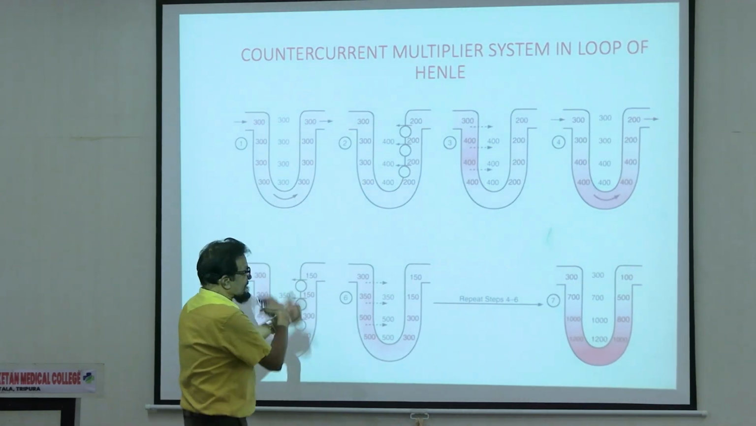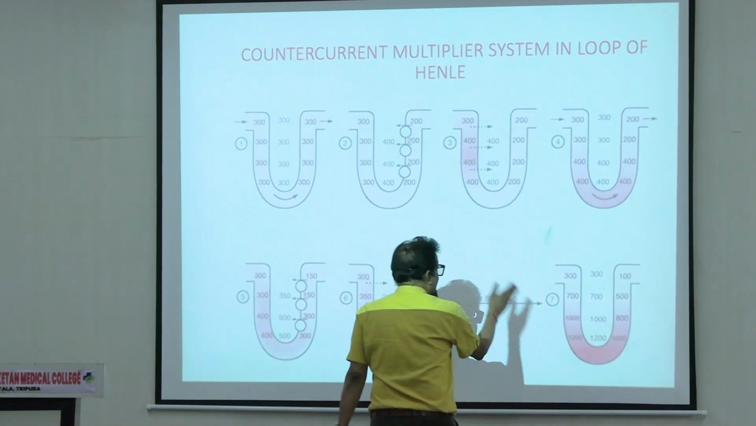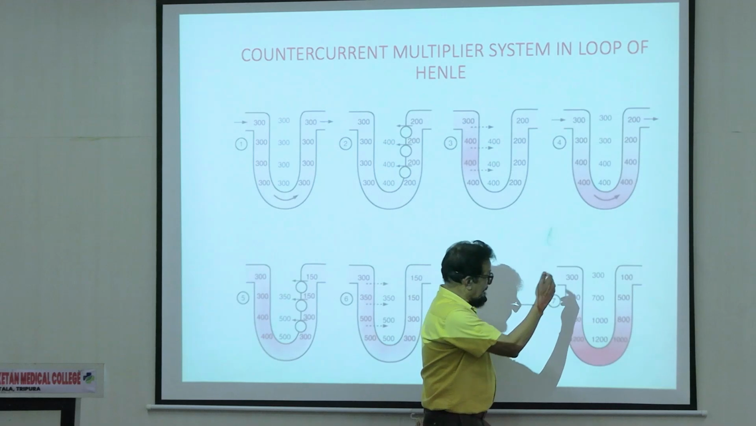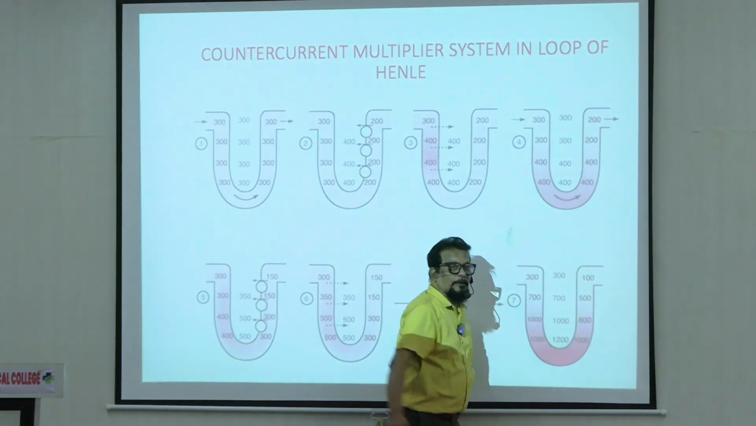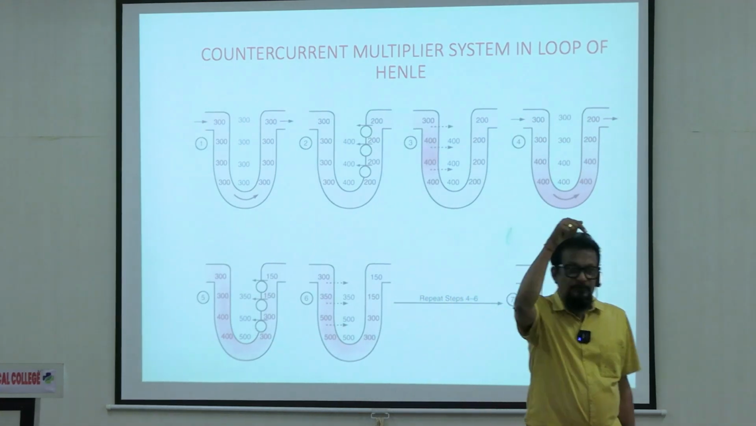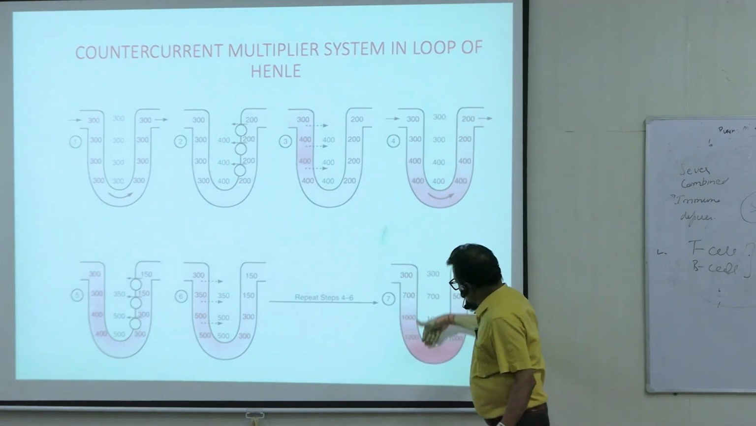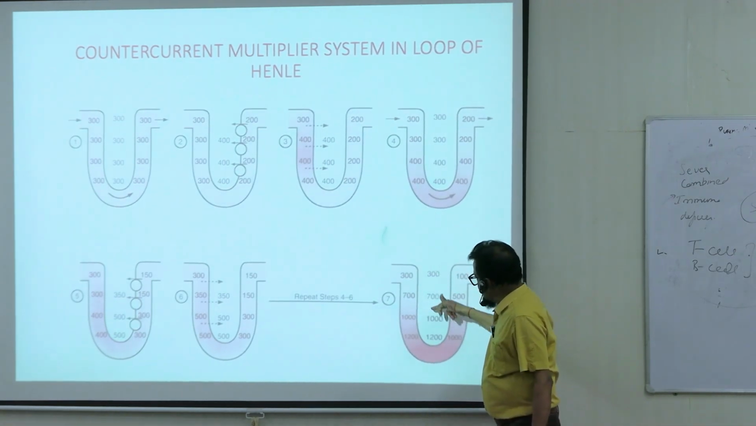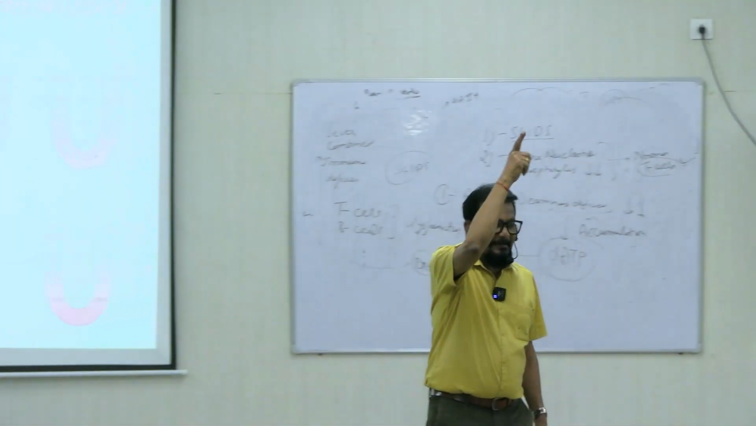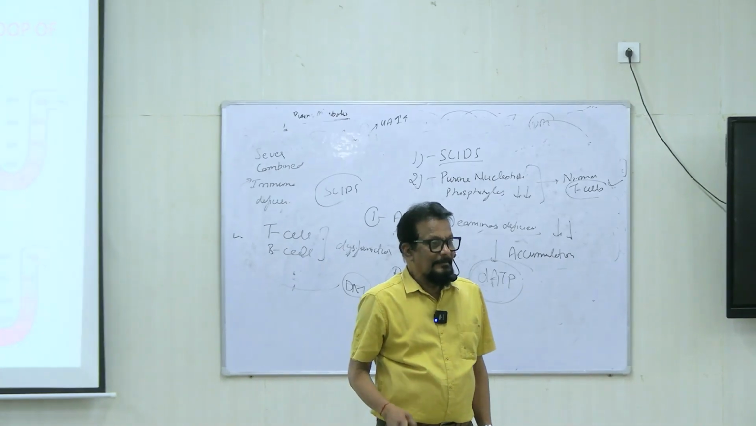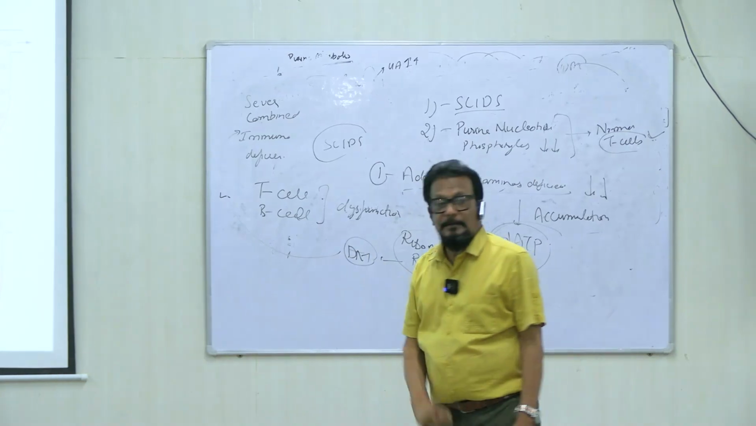And if the process is repeated for 4 to 6 times, ultimately osmolarity will be multiplied. Here it will be 1200, 1200, 1200 like this. So in this way, the osmolarity is gradually increased from here towards the apex, 300, 700, 1000. So this is the mechanism by which hyperosmolarity is developed by the countercurrent multiplier system.